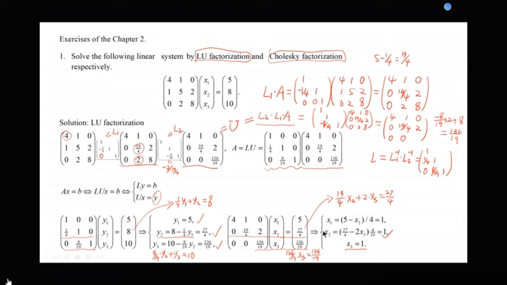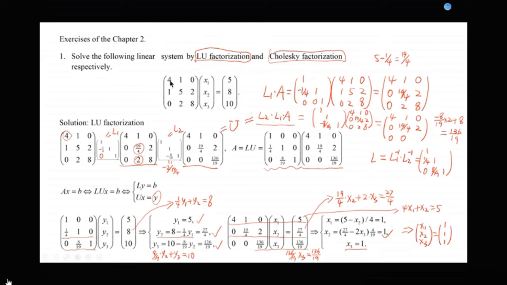Now we obtain X2 and X3 are 1, so let's check the first equation. I write here: 4 multiply X1 plus X2 multiply 0 plus 0 multiply X3 equal to 5. So X1 should be 5 minus X2, bracket, divided by 4. Of course, it is just 1, right? Now you see, at last we obtain X1, X2, X3 as 1, 1, 1. Is it okay?